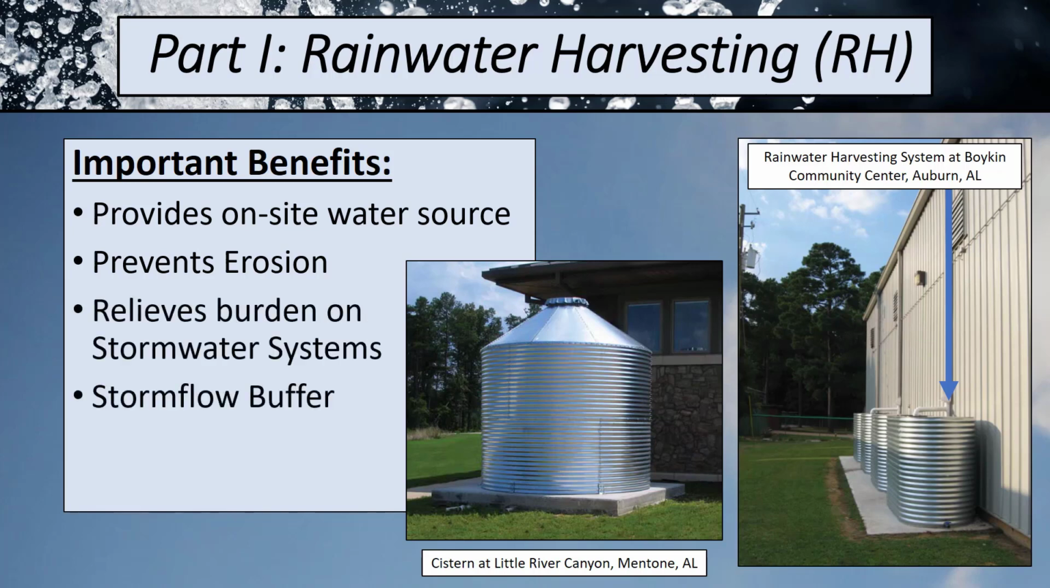Since these RH systems have the ability to buffer the erosional impacts associated with flashy storm events, they also can provide benefits to their respective stormwater drainage systems. With erosional deposits consistently creating problems for stormwater management systems, the impact of RH systems can help to prevent some of these erosional deposits from occurring.